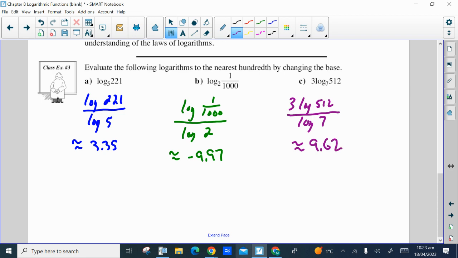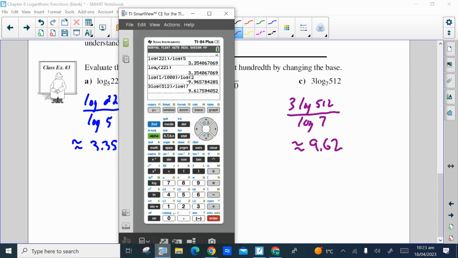And you can check that on the calculator if you have the newer operating system. 3, then alpha window, choose number 5, 3 log base 7 of 512. So there you go. Same answer. Just a little bit quicker if you have that newer button.